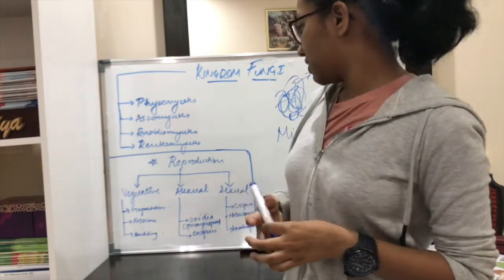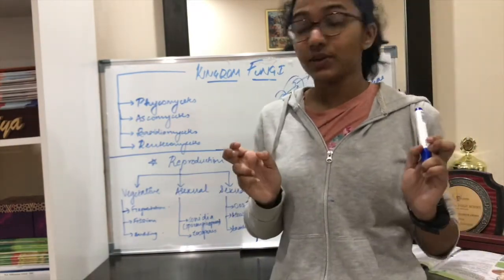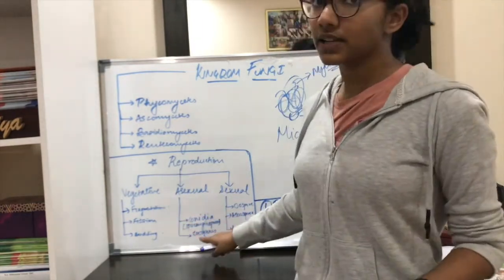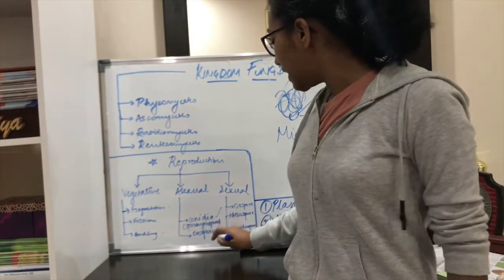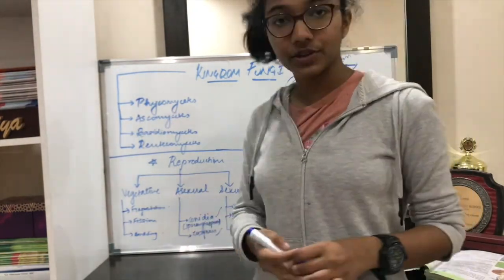And asexual kind of reproduction is by certain kind of spores, okay? And the two kinds of spores that are used in asexual, you have to remember the names, alright? That is conidia and zoospores. Conidia can also be known as sporangiospores, okay?